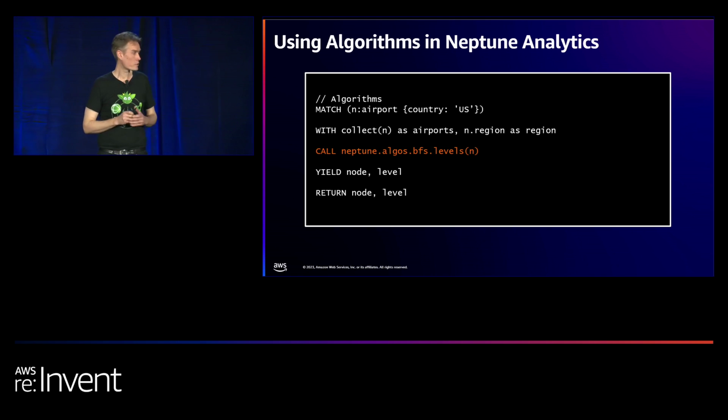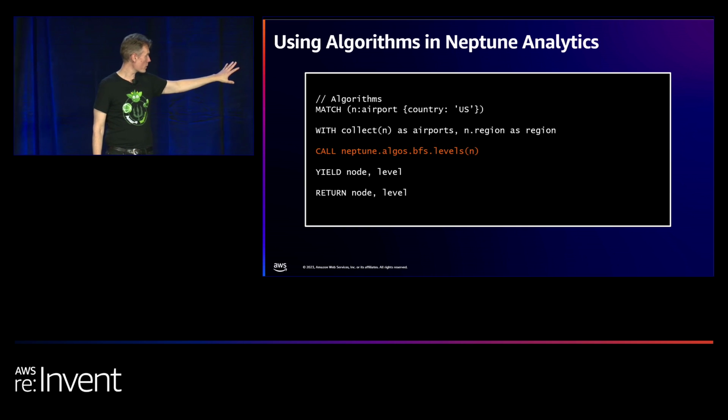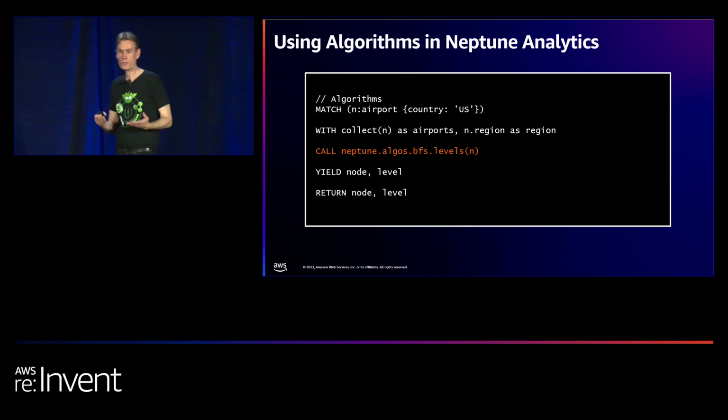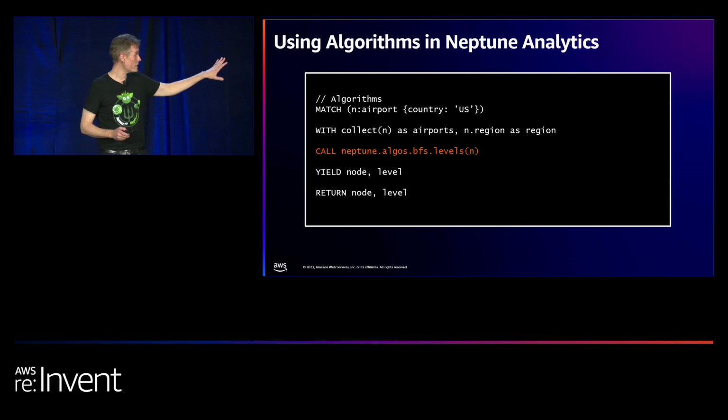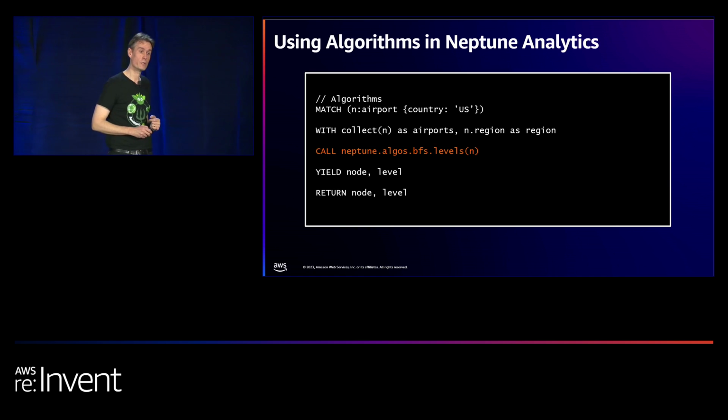And so starting from the top of this query, for folks that are familiar with OpenCypher, we're matching and finding all of the airports that are in the United States. We're then returning the airports in the regions. And then we're making a call, the part that's highlighted in orange, to a stored procedure that implements an optimized breadth-first search, or BFS, algorithm within Neptune Analytics, and we're parameterizing it with the results of that match query. And then we're returning the set of nodes and the levels that are the result of the breadth-first search. So it's that easy to invoke these kinds of algorithms from within your Cypher queries.